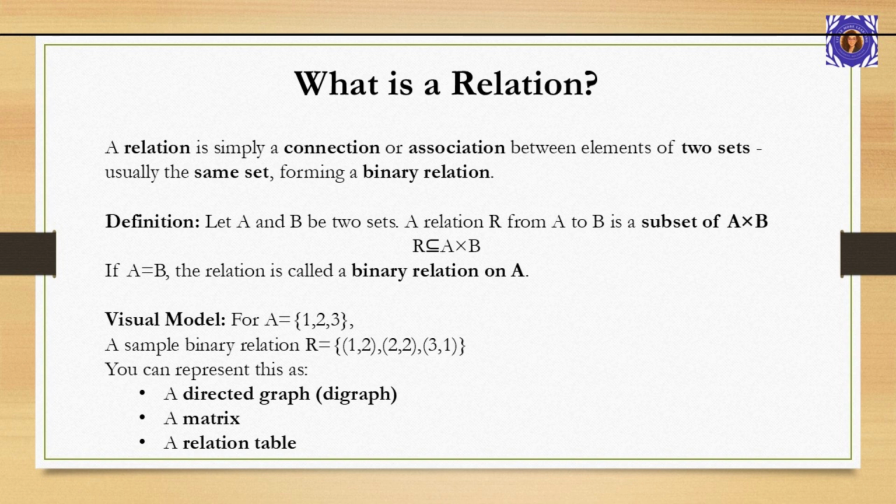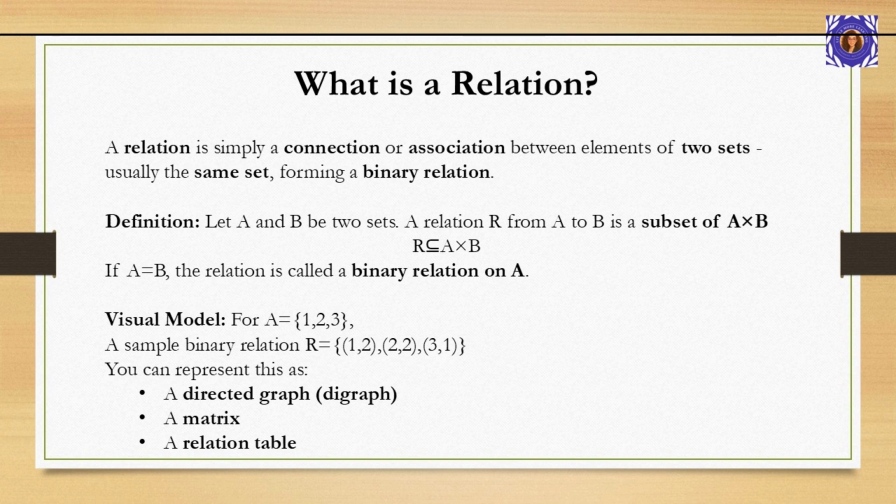But how do we visualize and work with relations? There are three powerful representations. First, the directed graph or digraph. Each element of our set becomes a vertex, and each ordered pair in our relation becomes a directed arrow. For example, we would have arrows from 1 to 2, from 2 to itself, that will be a loop, and from 3 to 1.